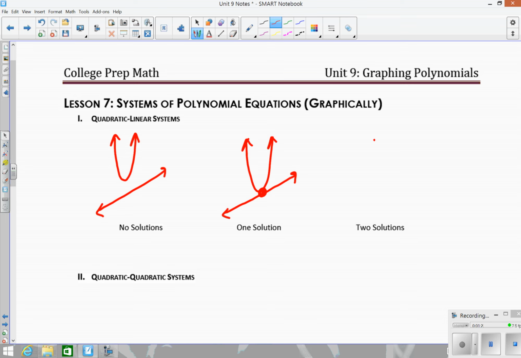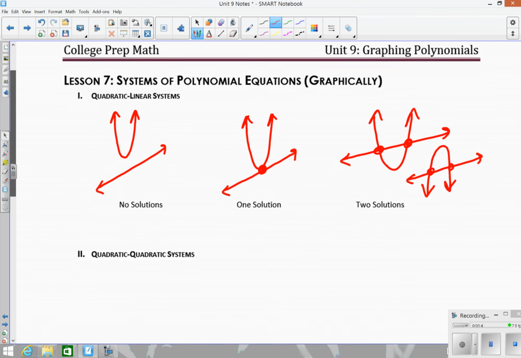And then two solutions is whenever you have a parabola and you have your line that's going through the parabola and it's crossing in two places. Now keep in mind that these three examples are just three examples. I could draw any type of parabola and any type of line and come up with alternate scenarios here. So here's another example of a quadratic linear system that has two solutions.